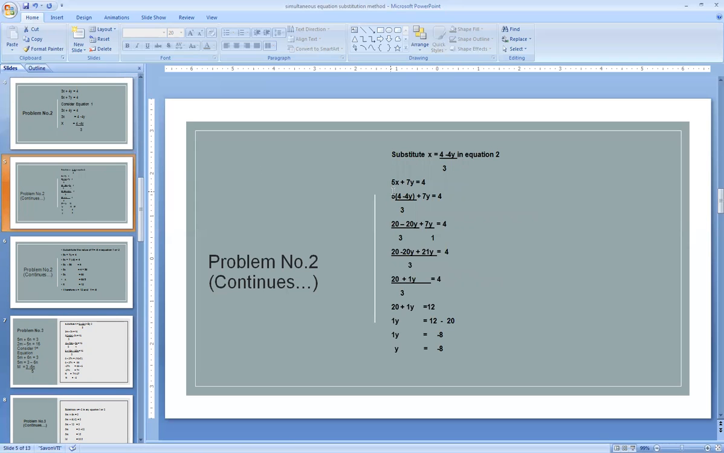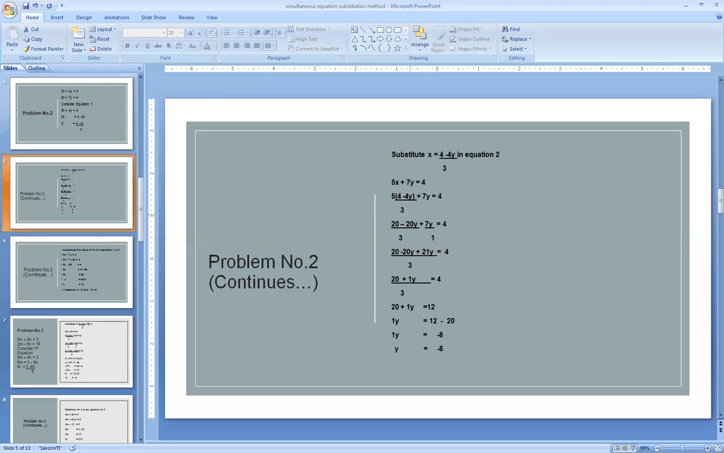The second equation is 5x plus 7y equals 4. Where there is x, we have to write 4 minus 4y divided by 3. So 5 into 4 minus 4y divided by 3, plus 7y written as it is, equals 4. Now we open the brackets. 7y has 1 in the denominator, since there is no number we can assume it as 1. Opening the brackets, plus into plus is plus, 5 fours are 20; plus into minus is minus, 5 fours are 20y; plus 7y equals 4.